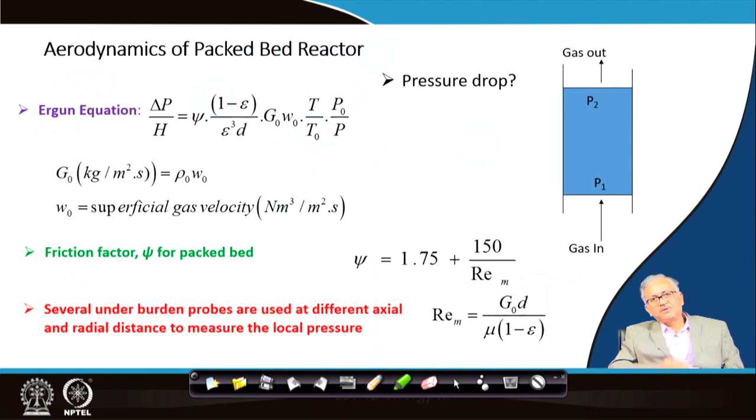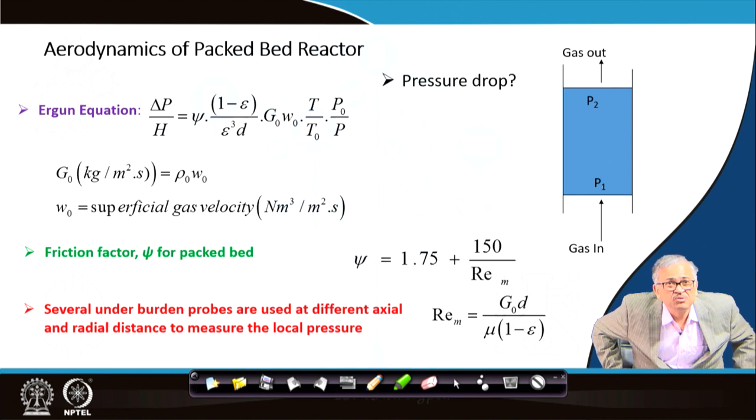And the modified Reynolds number is given as Re_m = G0 d / (mu (1 - epsilon)), where G0 is equal to rho0 times U0. You have seen that G0 is basically the mass flow rate, and W0 is the superficial gas velocity. It is defined as normal meter cube per meter square per second, right?